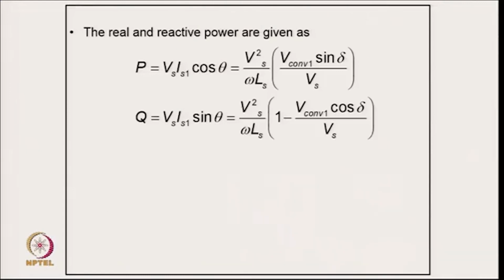With this we can have the expression of active power: Vs Is1 cos theta, which is Vs square upon Ls, times V converter 1 sin delta. This is the equation you would have dealt with very well in power systems, and the reactive power will be given by this relation in this case.